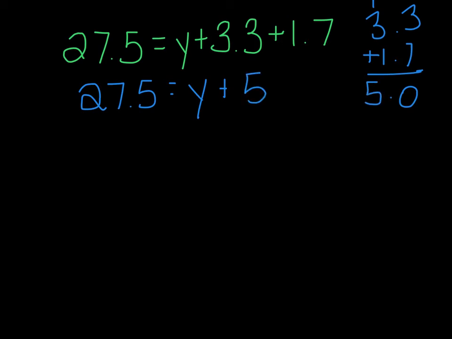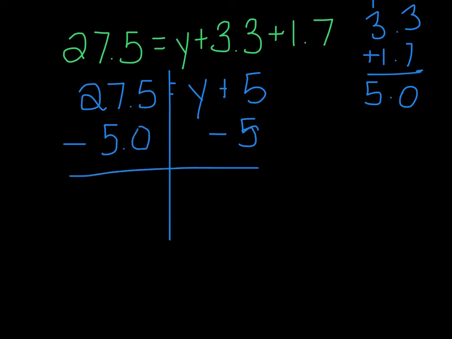So y plus 5. Now, they're adding here. So remember, we always do the opposite of what they do. They're adding, so we're going to subtract in order to keep this balanced. We're going to subtract 5 from both sides. Here's my line, and I subtract 5 from this side and 5 from this side. Make sure that you line up the decimal point. That's really 5.0, so you can do that if that helps keep it all lined up.